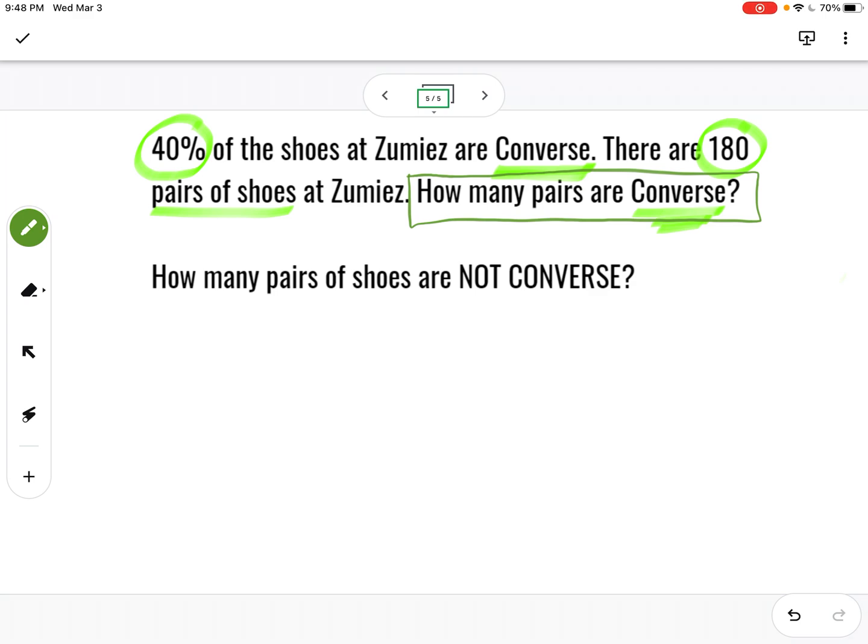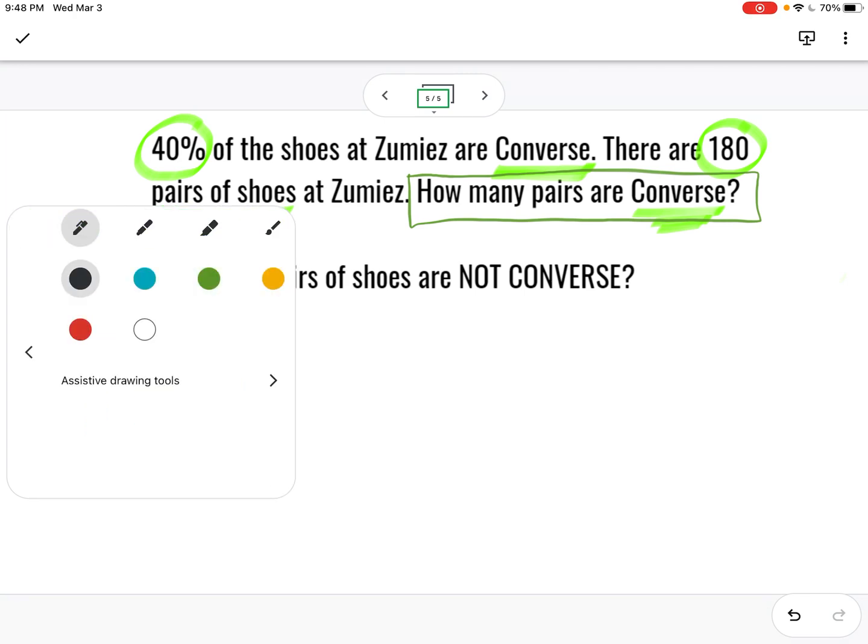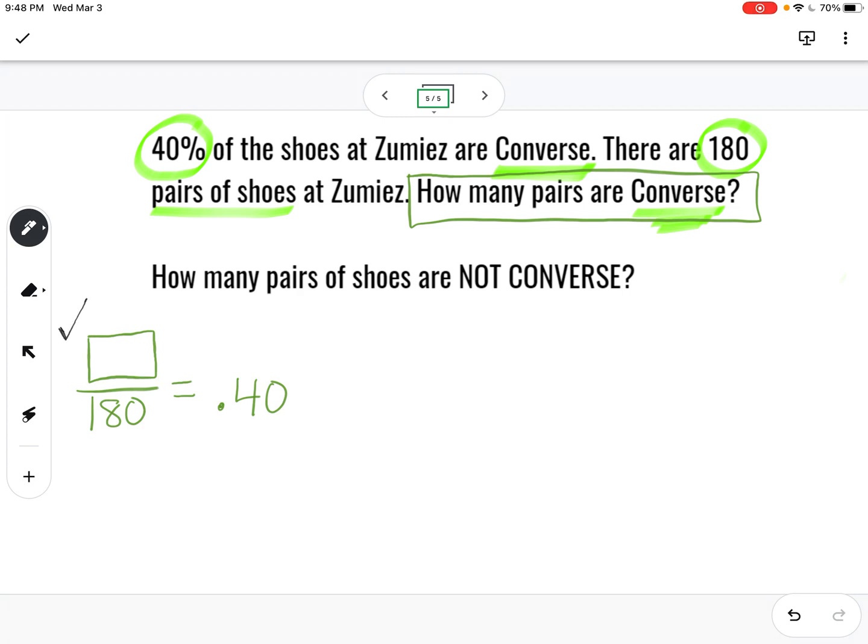So in this case, I already know that there's 180 pairs of shoes at Zumiez, right? But I'm trying to find how many of these are Converse. And what I know about this is that 40% of these are Converse. And when I'm solving, my brain works a little bit different. I like to set this ratio up because I'm using the information that's given. And this is actually going to help me at the end check to make sure my work is correct, right? Because I set up a ratio to represent this.